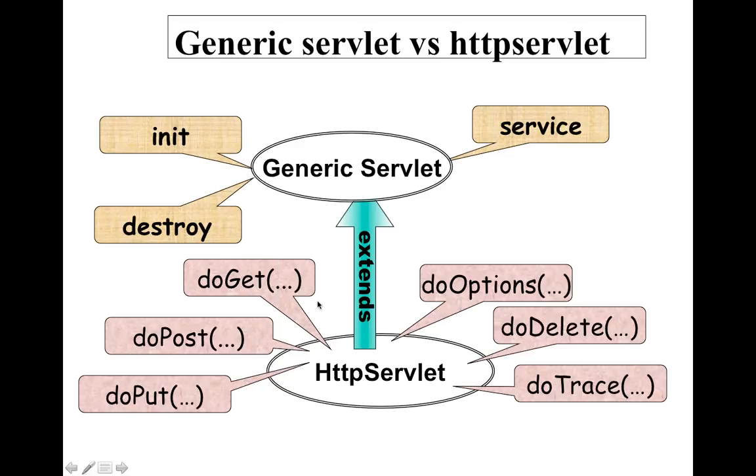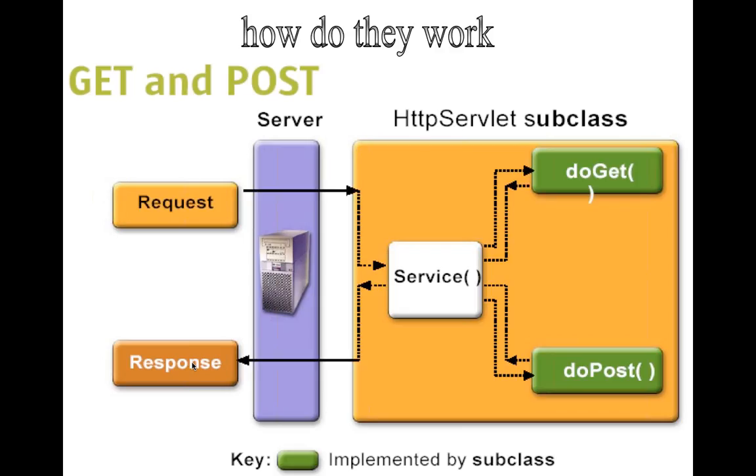Okay, so these are the standard HTTP methods that an HTTP servlet has, and you're going to override one of these based on the kind of request. Till now, if you ask me, I probably used only these three: doGet, doPost, or doPut. Okay. How do they work? Get and post.